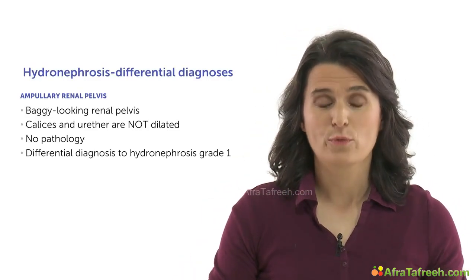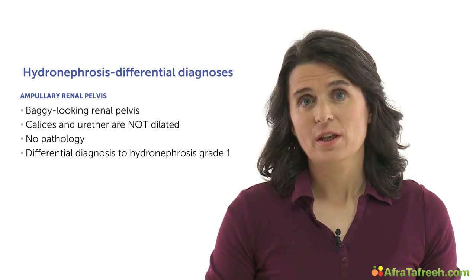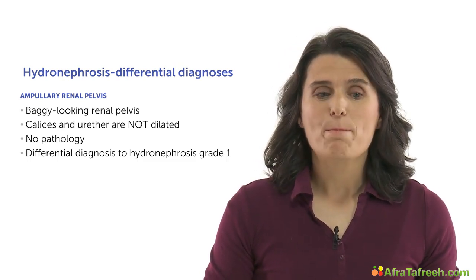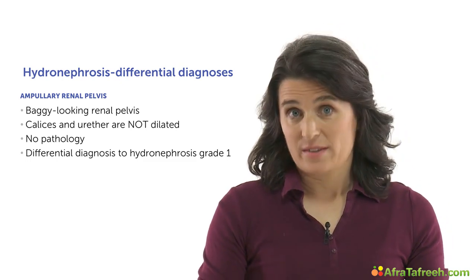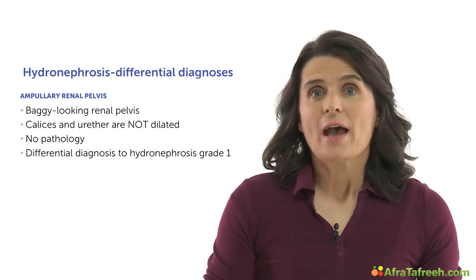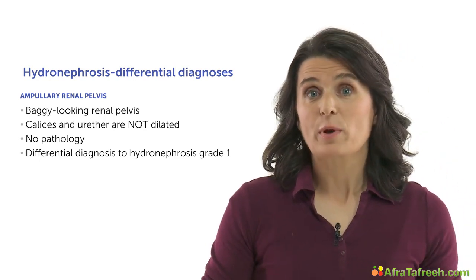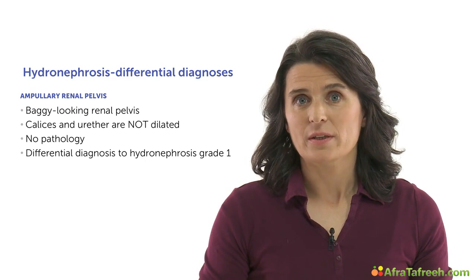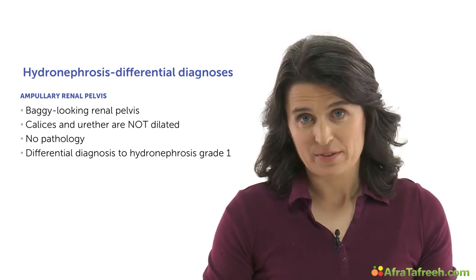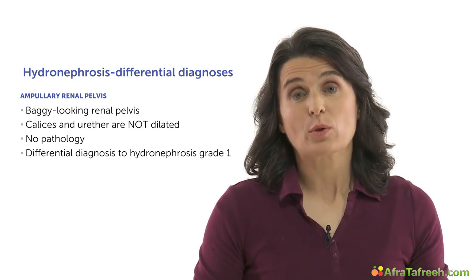There are some differential diagnoses to hydronephrosis. The first one is the so-called ampullary renal pelvis. This is no pathology, it's a norm variant. And it's a kind of baggy-looking renal pelvis. So in the center of the renal pelvis, we have some anechoic small structure. And it can be a differential diagnosis, especially to hydronephrosis grade 1. And the difference in between is that in ampullary renal pelvis, the urethra is not dilated, whereas in hydronephrosis grade 1, the urethra is also dilated.